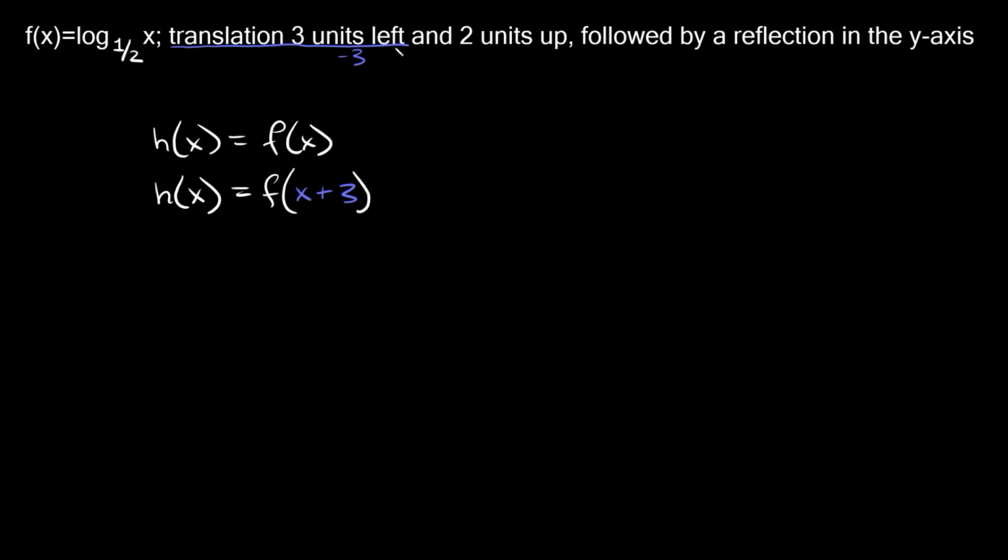Okay, so that's the first one. And then it says and 2 units up. Again, just going up or down. We'll just put that at the very end, so that will be plus 2 at the very end.